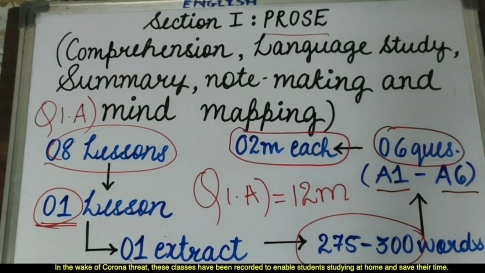Okay, so from 8 lessons आपको कोई भी एक लेसन आने वाला है और उन 8 लेसन्स में से आपको एक एक्सट्रैक्ट आने वाला है जो 275 से 300 वर्ड्स का होगा. उस पे बेस्ड 6 एक्टिविटीज आएंगी A1 से लेके A6. वो सारी 6 एक्टिविटीज जो है 2-2 मार्क्स की होंगी और ऐसा करके आपका जो क्वेश्चन नंबर 1A है वो टोटल 12 मार्क्स का होता है.